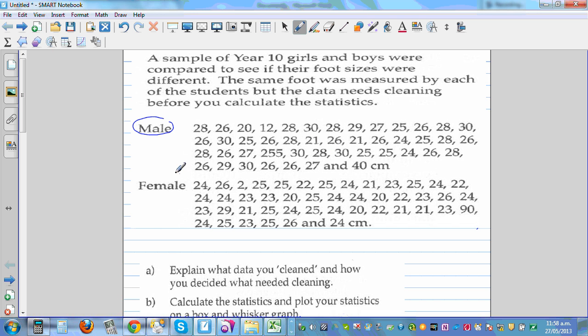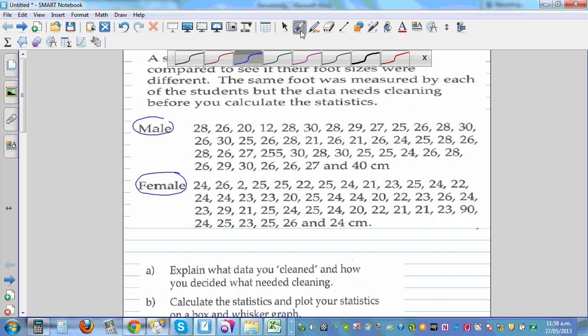of females. Before we take the data, you need to do some cleaning. Now, cleaning is a process of ignoring or deleting those data which does not seem to be appropriate. Now, if you think about a male having a foot size of 12, I would say, well, this is very unlikely, so I would cross that out. So I'm not going to consider this.